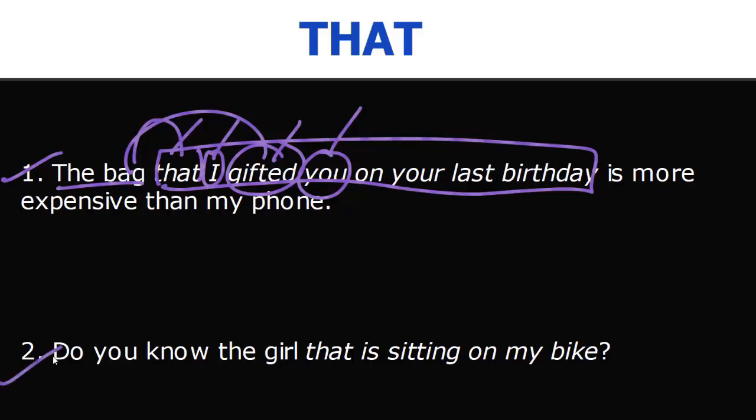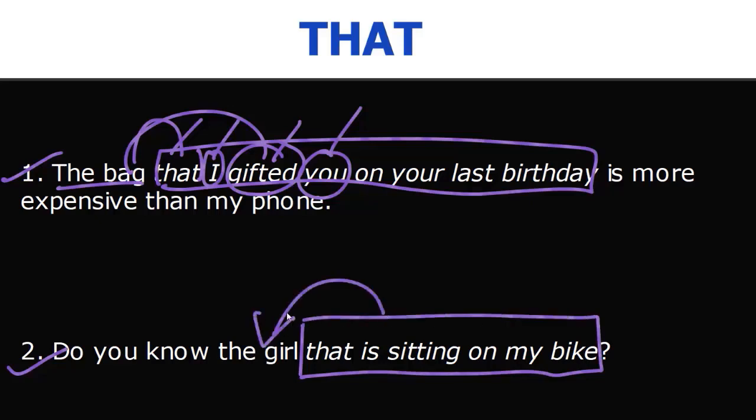Second example. Do you know the girl that is sitting on my bike? Do you know the girl? If I just take this piece of information out of the sentence, you would not know which girl I'm talking about. Do you know the girl? Which girl? That is sitting on my bike. That is the girl I'm referring to. Do you know the girl? Which girl? That is sitting on my bike.